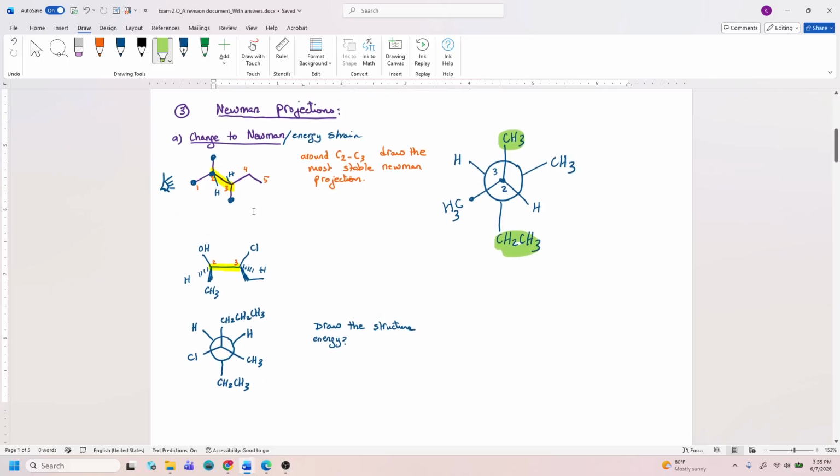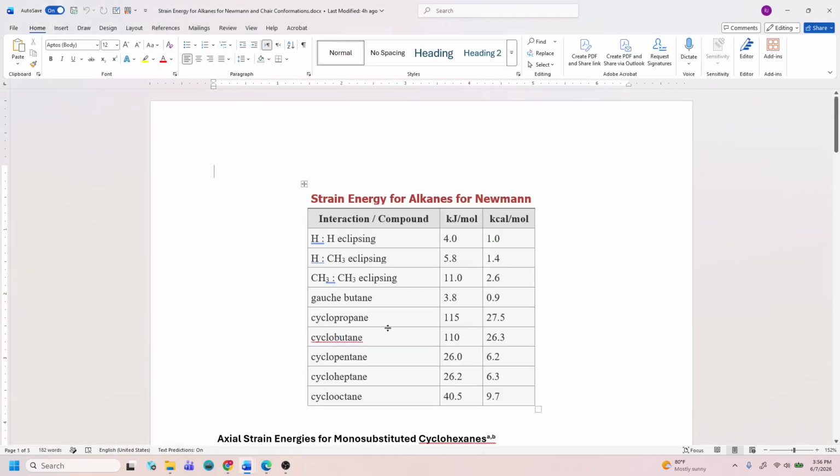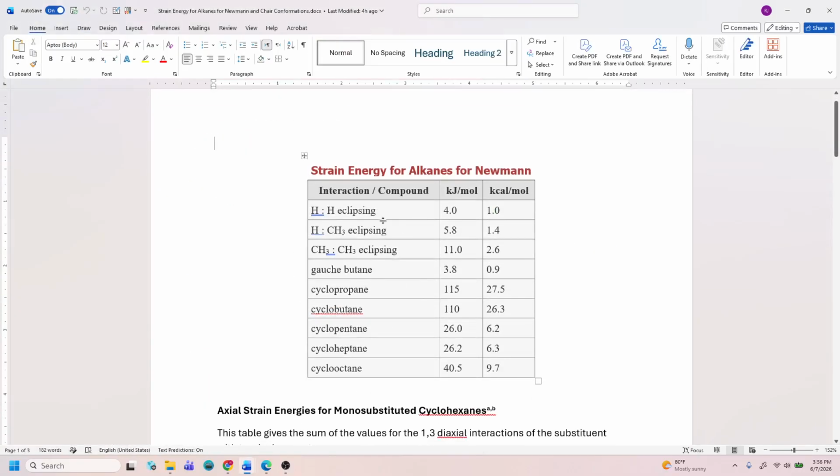Most stable means the least energy, and always the least energy is the staggered and not the eclipsed. So now if I'm looking at this and I want to determine the energy for this structure, guys, there is a table that I posted. This is the table over here. You see this on your OWL homework. What you're looking at is basically the energy strain. You don't have any eclipsed, so what you have is the staggered.